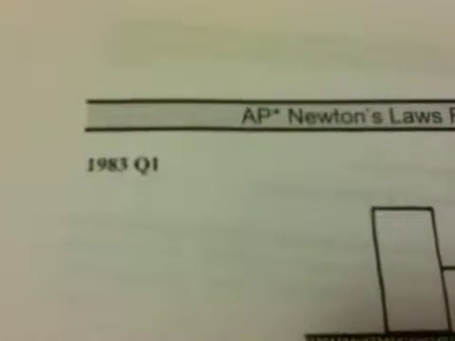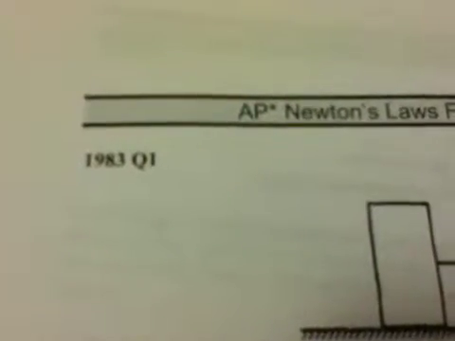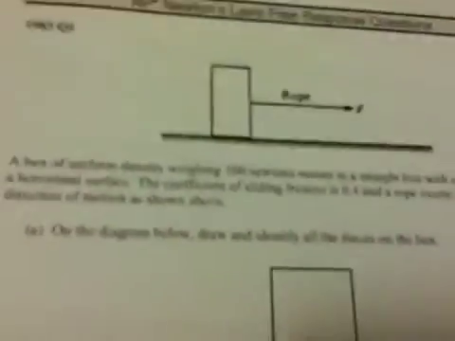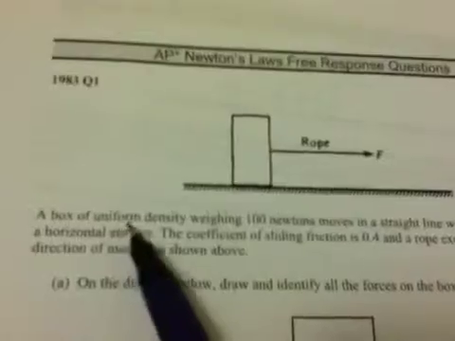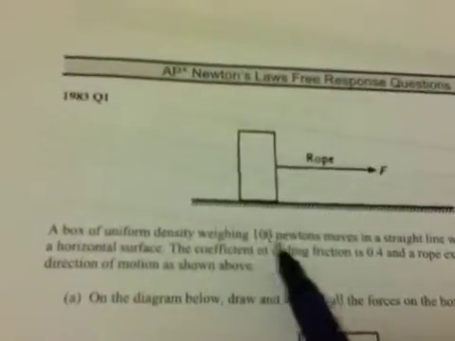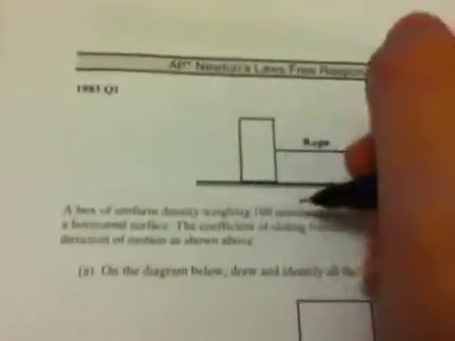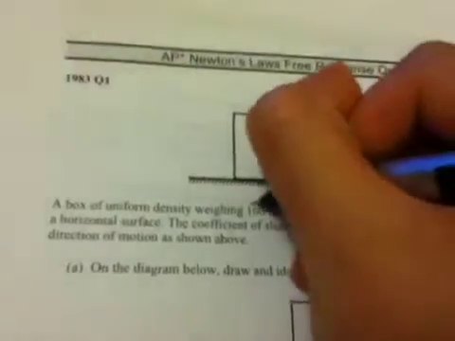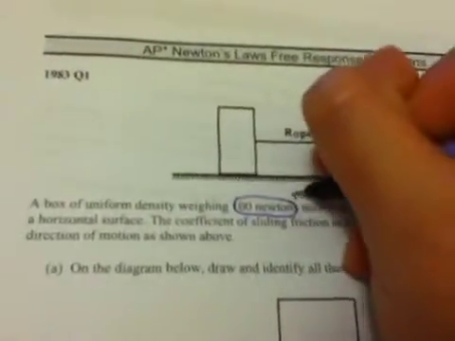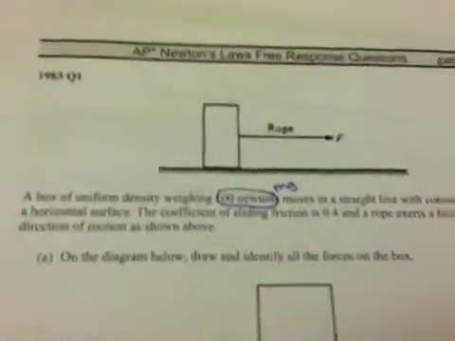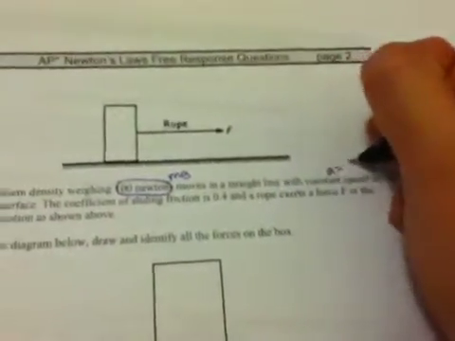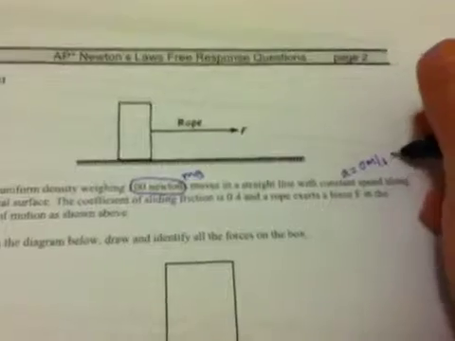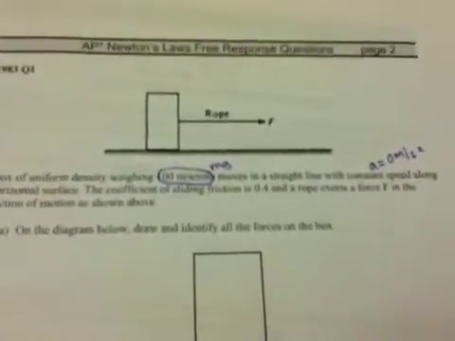Alright, so you guys see that we are now working on question 19A3, question 1. And this is the one where we have the box that is of uniform density weighing 100 newtons. So that means that when we say it is weighing 100 newtons, this is going to be our mg. It moves in a straight line with constant speed, and we know that with constant speed, a must equal 0 meters per second squared. Acceleration is 0.